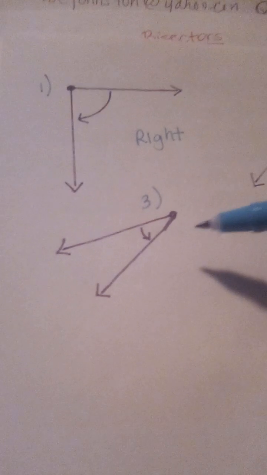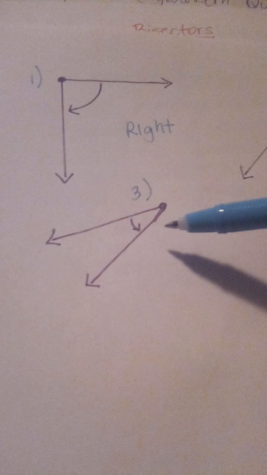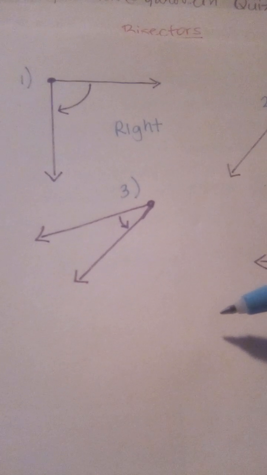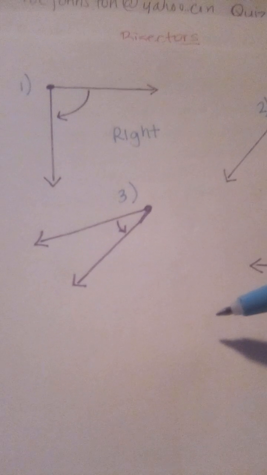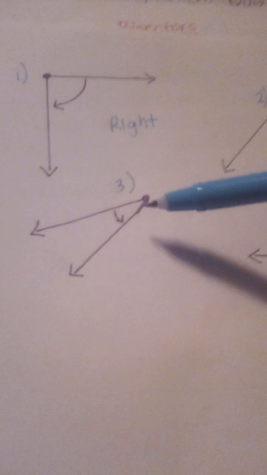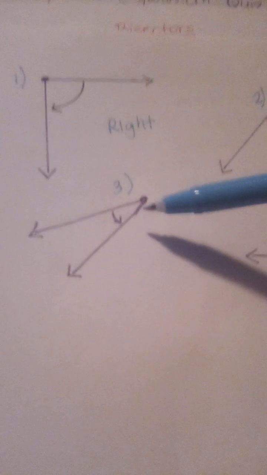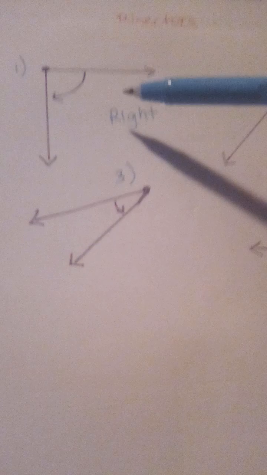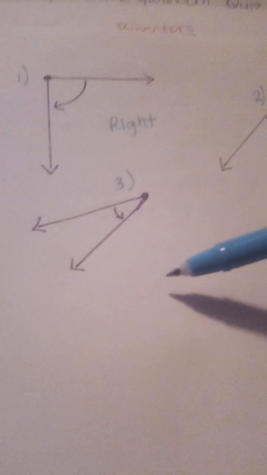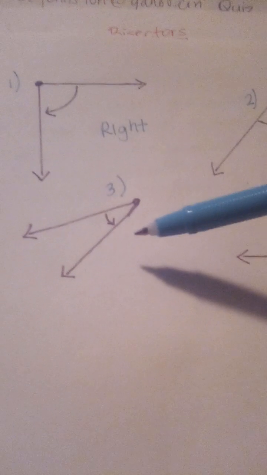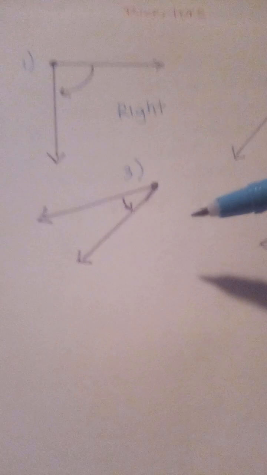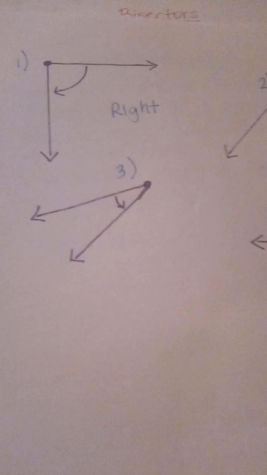Number three. Classify which of the four: acute, right, obtuse, or straight? Let's make it easier. We know it's not a right angle because it isn't displayed like this, so we can eliminate that. We can also eliminate straight. So it's between acute and obtuse, my apologies. Which of the two?